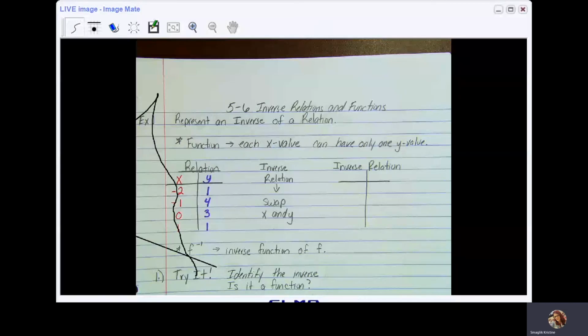Let's take a look at topic 5.6, inverse relations and functions. We're going to tackle example 1, represent an inverse of a relation. So let's recall what a function is.